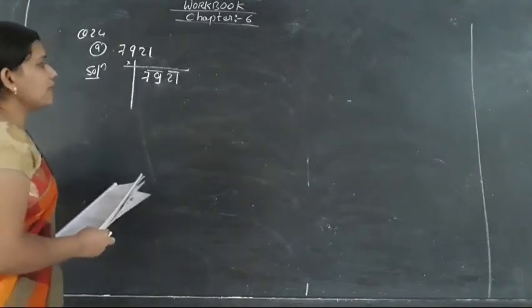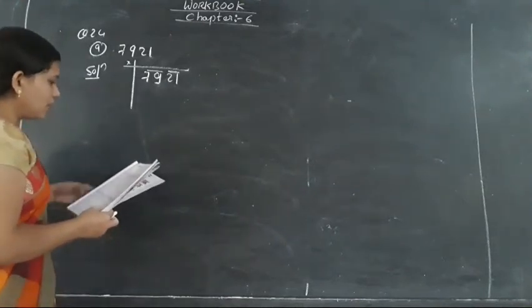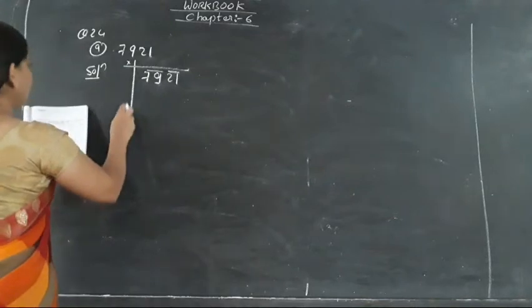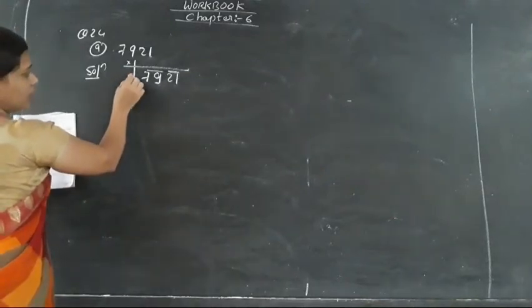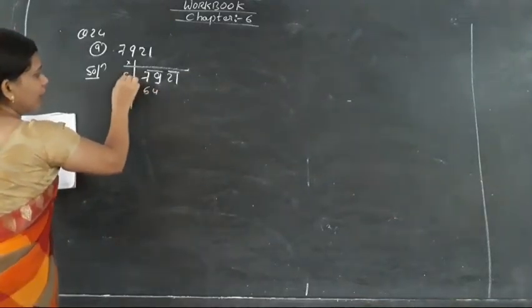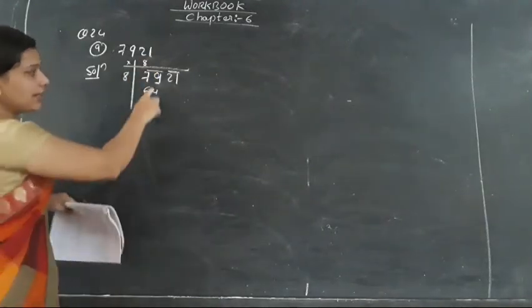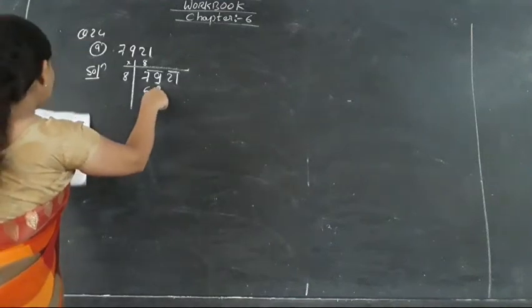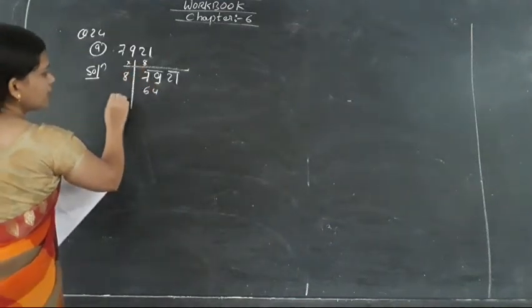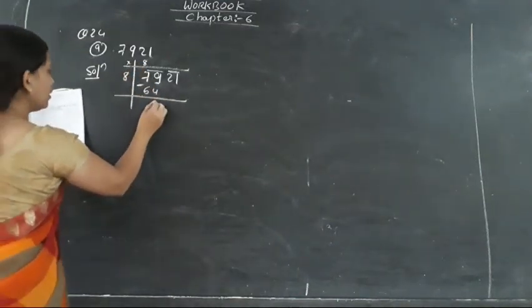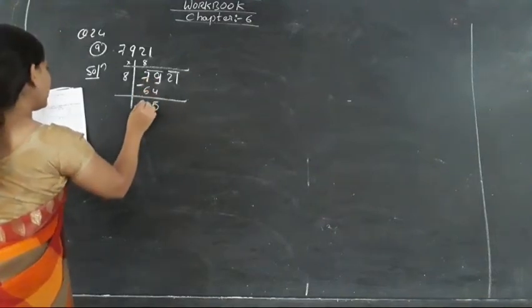As we know, 7 into 7 becomes how much? It will be 49. 8 into 8 will be 64. And 9 into 9 is 81, which is a greater number. So we are going to take 8 into 8, which is 64. Then subtract the number. Here you will get 5, and here you will get 1.